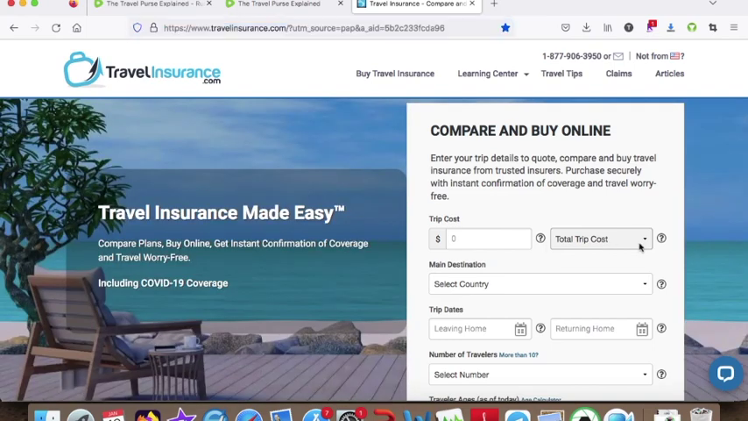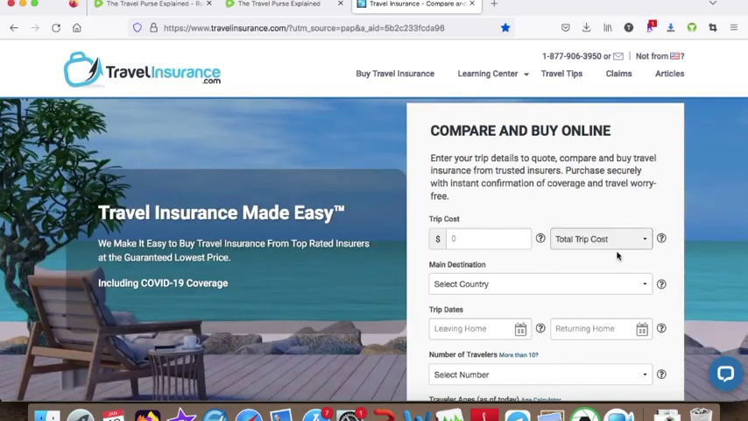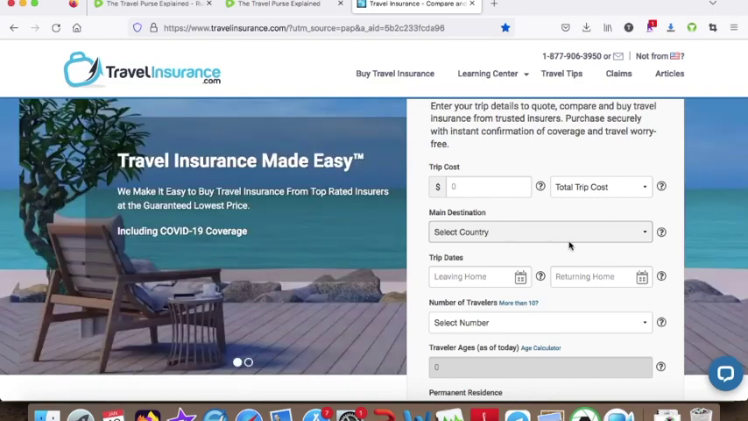That's the total trip cost. You can do cost per person. Either one. Total trip cost per person. I usually do total trip cost. You want to put your main destination. Yeah, your main destination is the primary place you're going. In our case we've got two places we're going, so I would just put Israel.